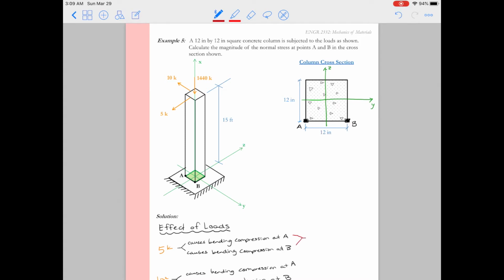All right, so when we take a look at the 5 kip load that's acting in the negative z direction, we see that it causes a moment about the y-axis, and that's what we said from the demonstration. So it's causing bending about the y-axis.